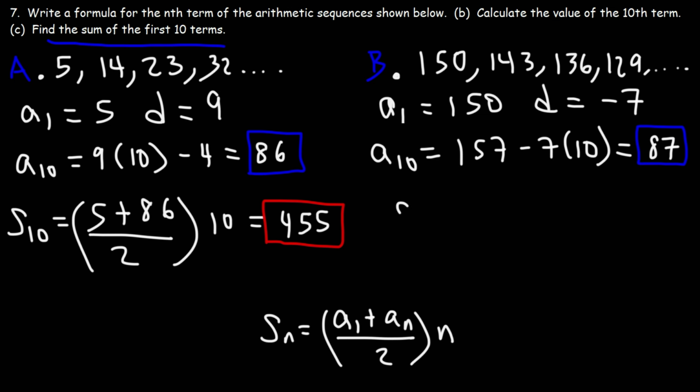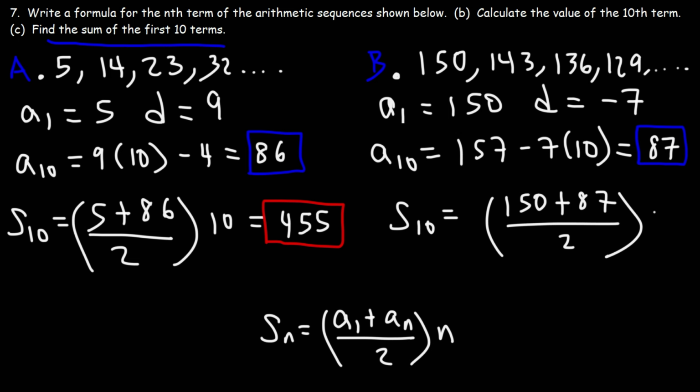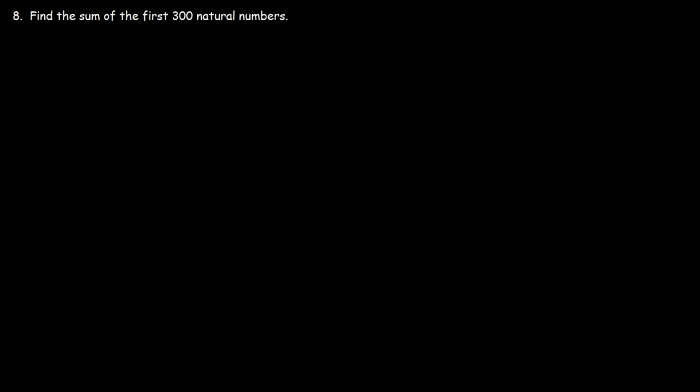Now for part B, we're going to do the same thing, calculate S sub 10. The first term, a sub 1, is 150. The 10th term is 87, divided by 2 times the number of terms, which is 10. 150 plus 87, that's 237, divided by 2, that's 118.5, times 10, we get a sum of 1185. So now you know how to calculate the value of the nth term, and you also know how to find the sum of a series.